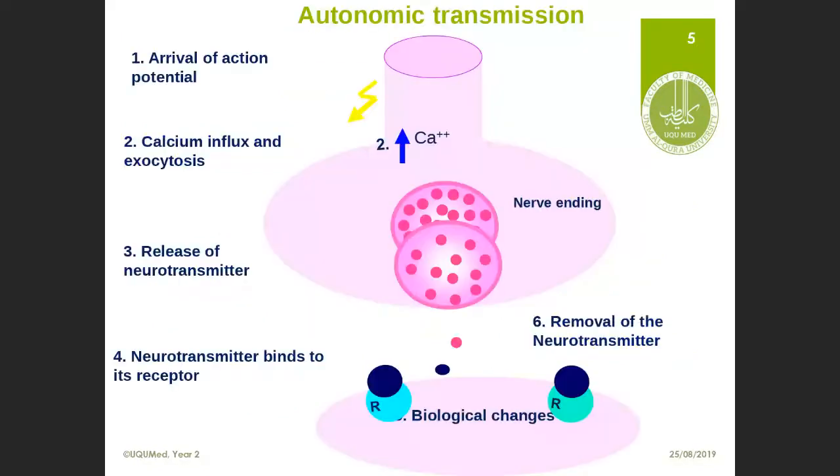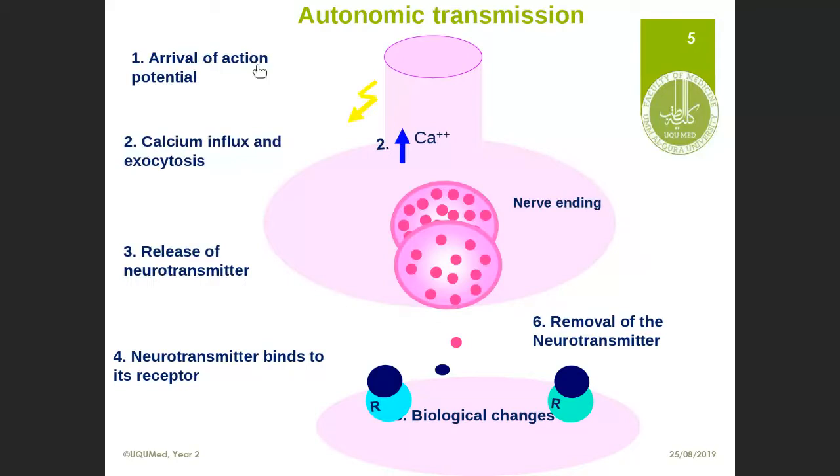Okay. So next, coming to autonomic transmission, that is, how an impulse is conducted in the parasympathetic nervous system. If you see, in the sympathetic nervous system, as I told you, there is first of all the arrival of an action potential. We are talking about impulse flow in the parasympathetic nerves or neurons.